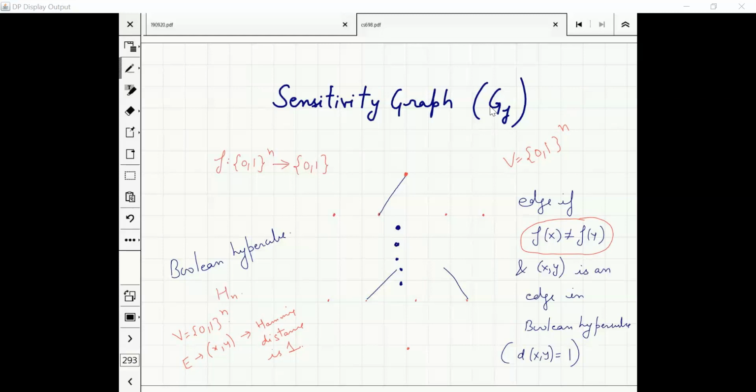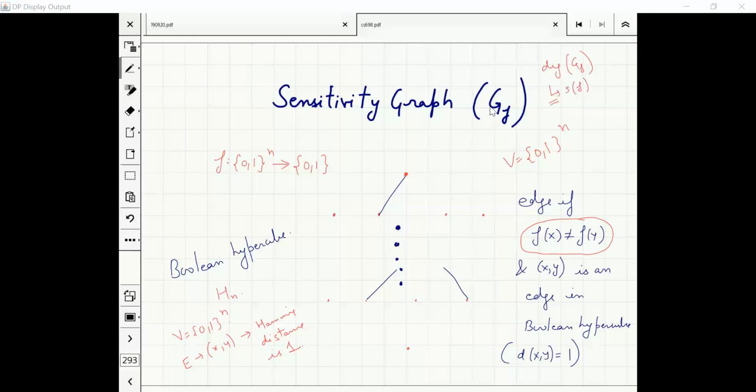So what is the maximum possible number of edges at a vertex in a sensitivity graph? There can be at most s(f). Very good, that is correct. So the degree of the sensitivity graph is the sensitivity of the function. Now this is not the algebraic degree, but the graph degree. People are familiar with graphs, right? I assume everyone is. So the degree of the graph is the sensitivity of the function.